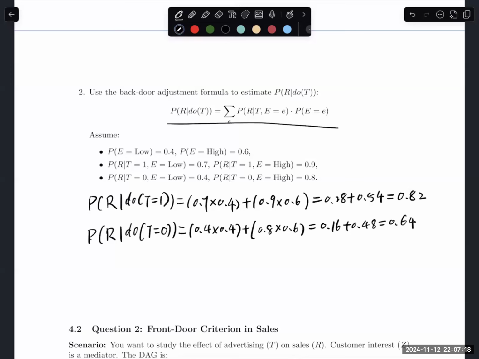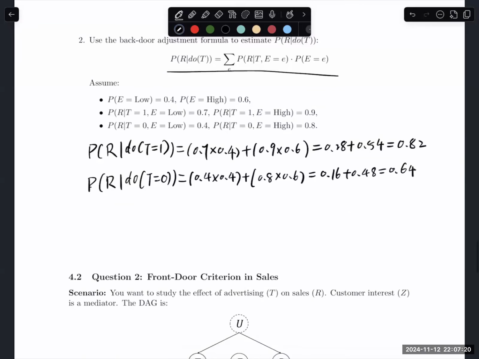So the conclusion is we can see the training improves the employees' performance significantly, since it shows an increase in probability from 0.64 to 0.82.